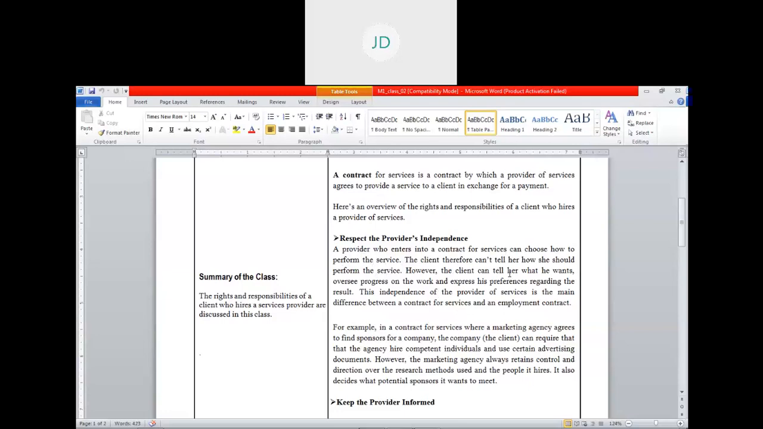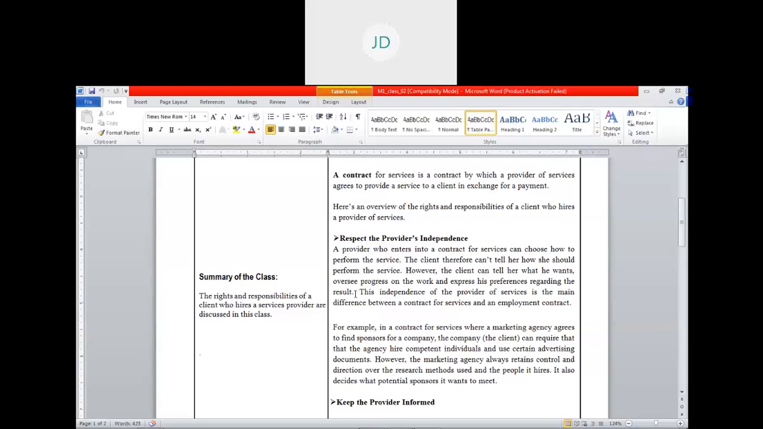The client therefore can't tell her, as just a gender, you can use her or he, how she should perform the service. However, the client can tell her what he wants and also oversee progress on the work and express his preference regarding the result.